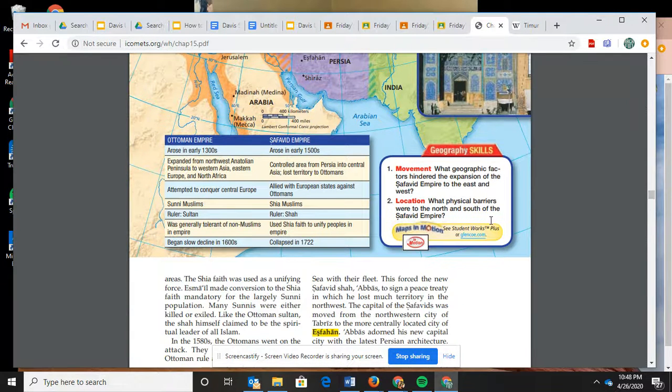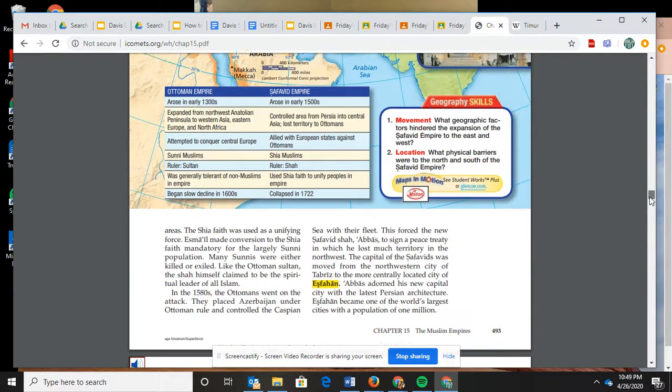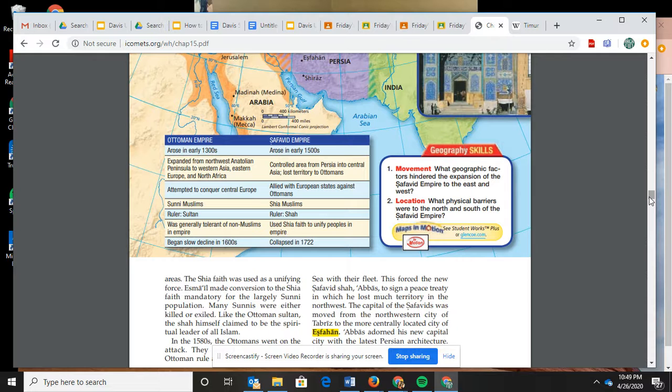Here's a little bit of a comparison on page, I guess this would be like 494, probably 493. And this is just their rulers will kind of do the same thing. They'll use religion to legitimize their rule. Now, in an Islamic empire, the ruler is going to be pretty much the highest religious figure in the state.